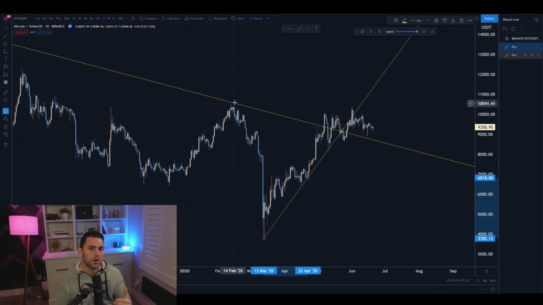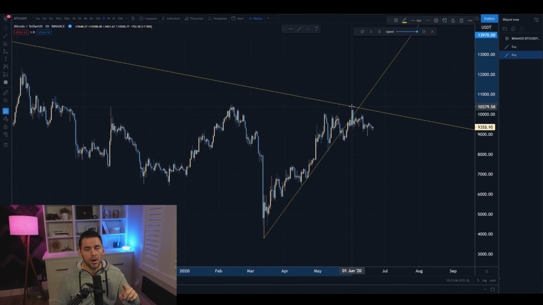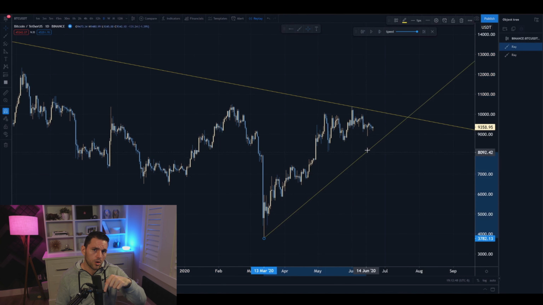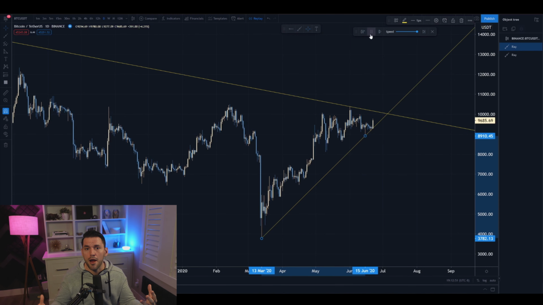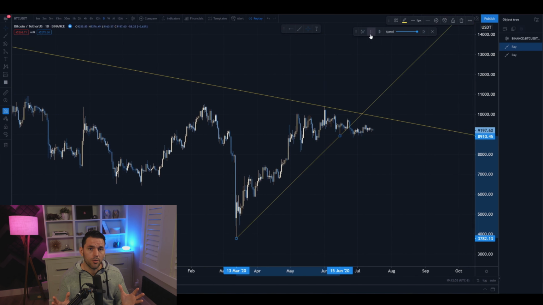We simply want to just mark the top 2 wicks, and on the bottom side of the trend, the bottom 2 wicks that go as low as possible, creating the largest bounding area possible on the chart. That is how we draw a trend.